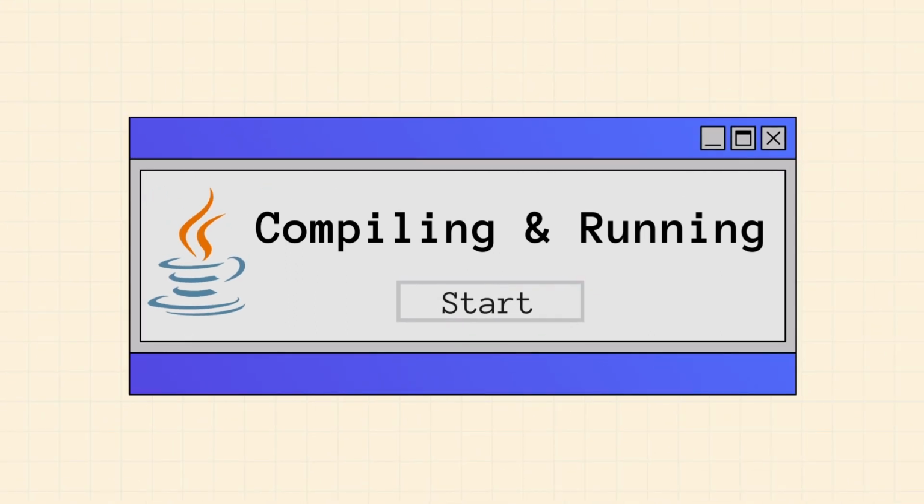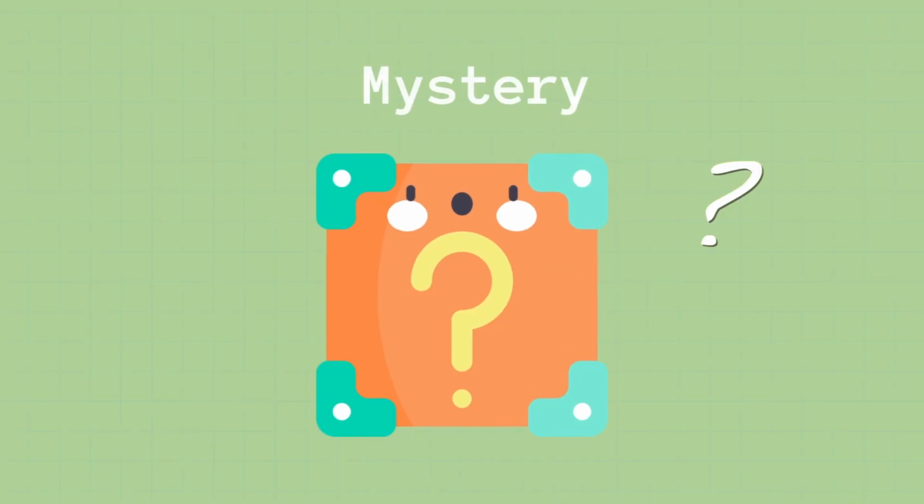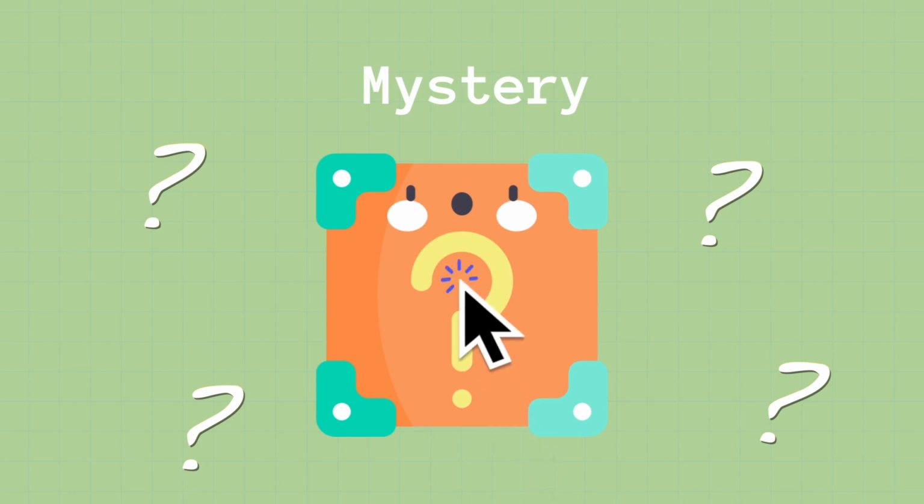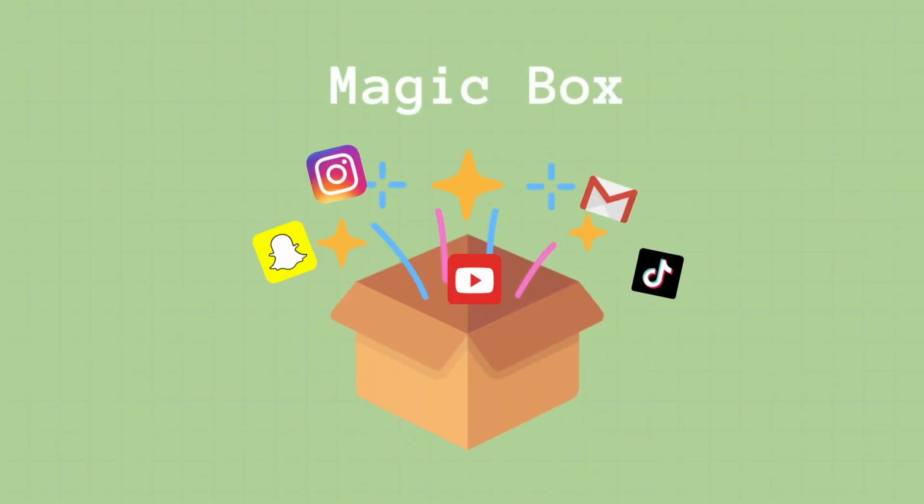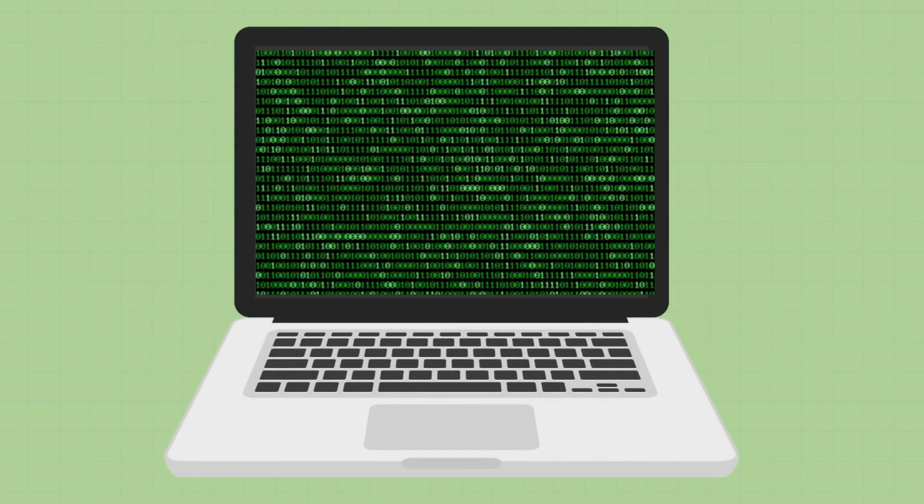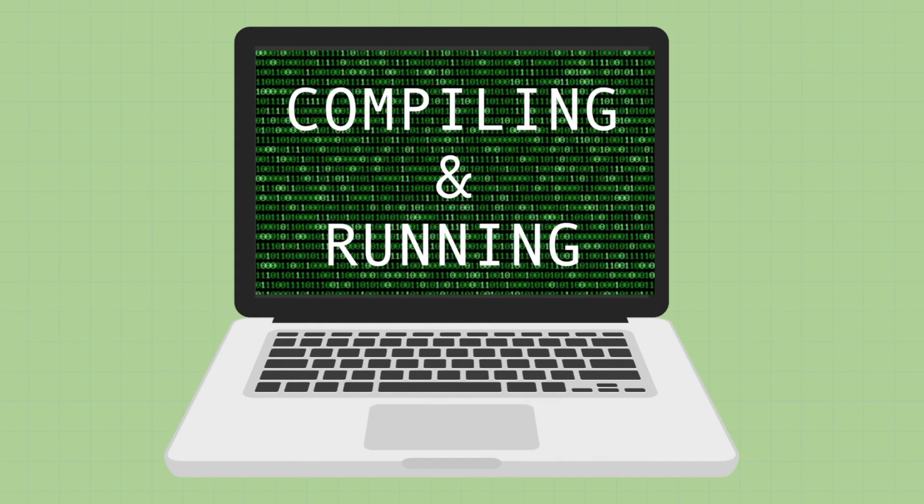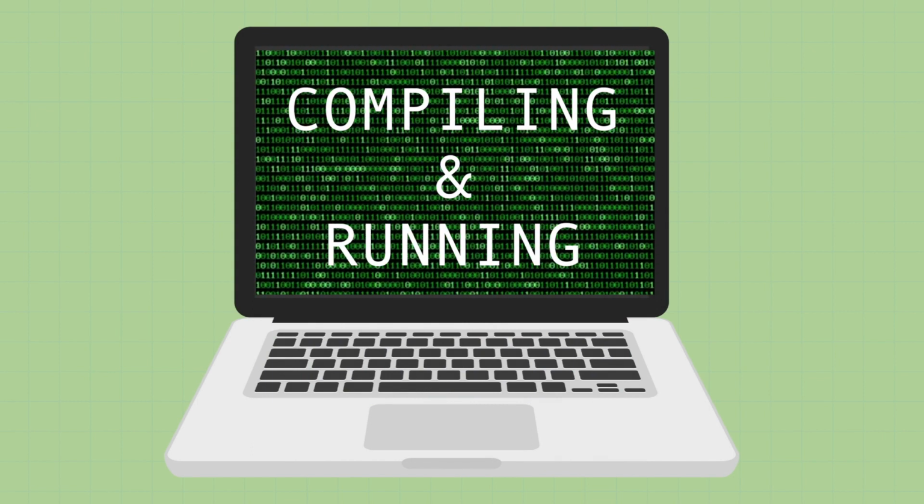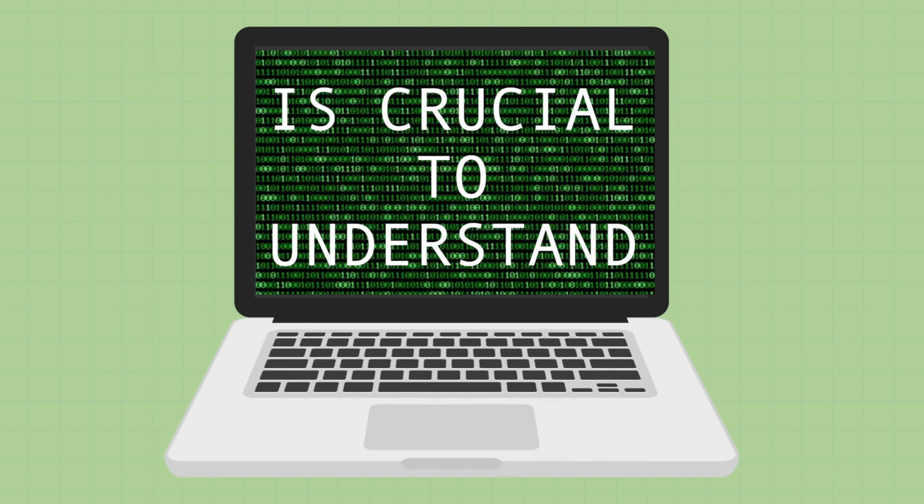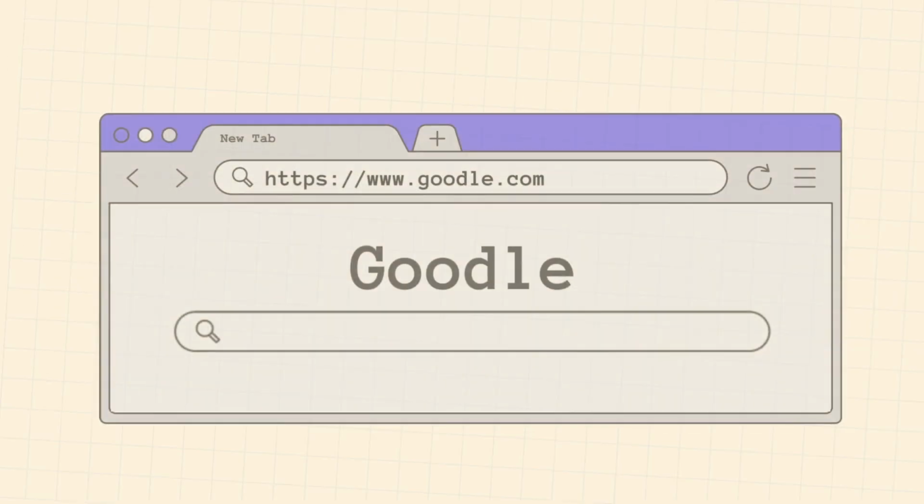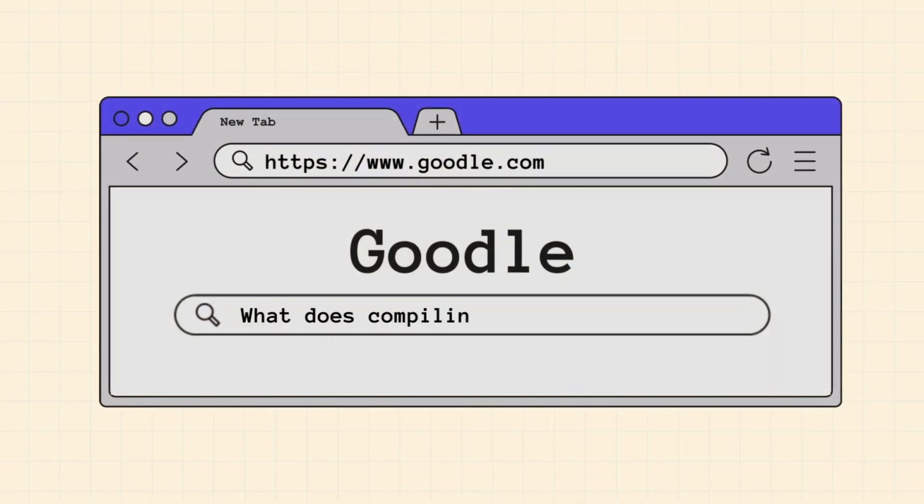In this video, we'll explore the crucial steps of executing a Java program. Many people see computers as mysterious magic boxes conjuring up software and applications out of thin air. But little do they know, behind the magic lies a complex process of turning code into functioning software. The intricate inner workings of compiling and running code is often overlooked, yet it's crucial for all coders to understand it. So before we get started, let's understand the basic meaning of compiling and running.